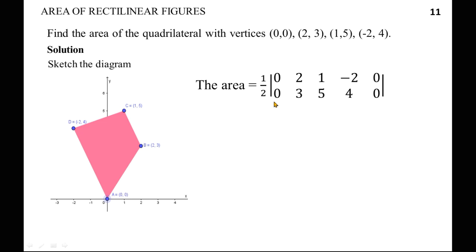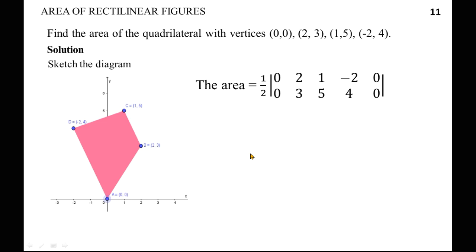This notation will be the formula to find the area using the vertices. But before we put all the numbers here, you have to know we can start from any point in the diagram. Here I start with point A (0, 0), and I put 0, 0 for x and y. This is the value of x, and this is the value of y. Then 2, 3, where 2 is the value of x and 3 is the value of y. The next are 1, 5, negative 2, 4, and 0, 0.